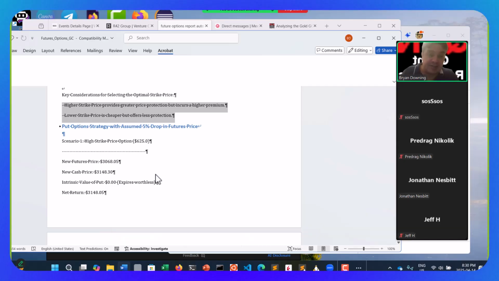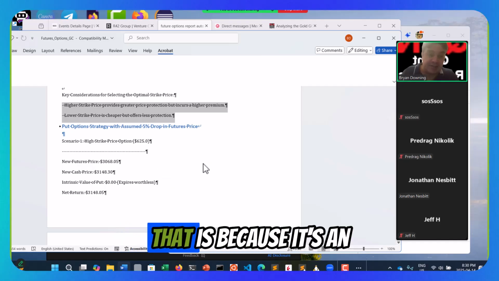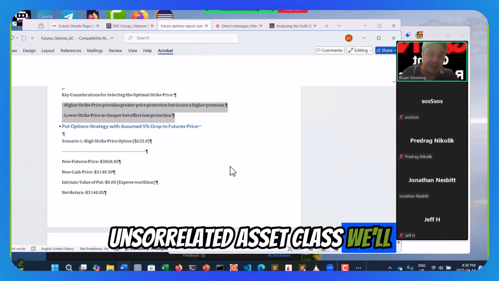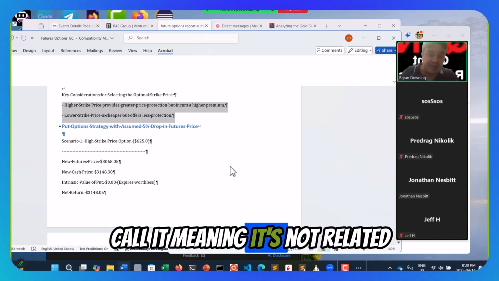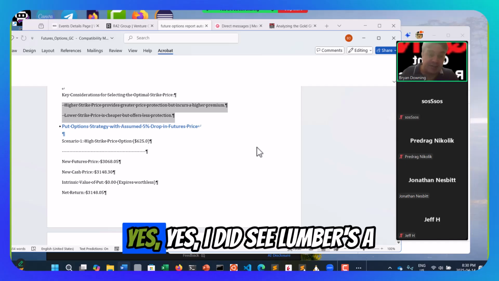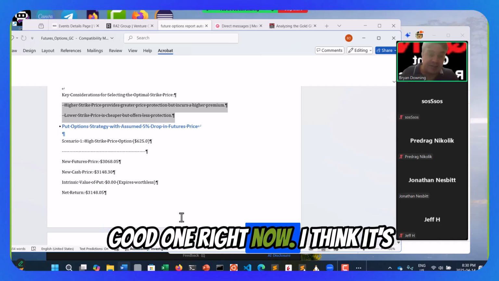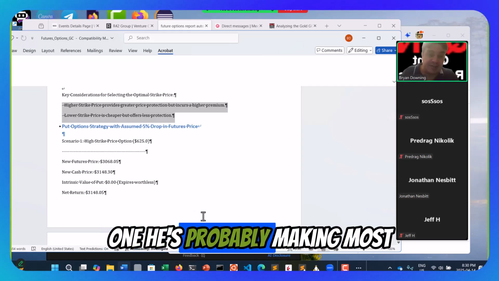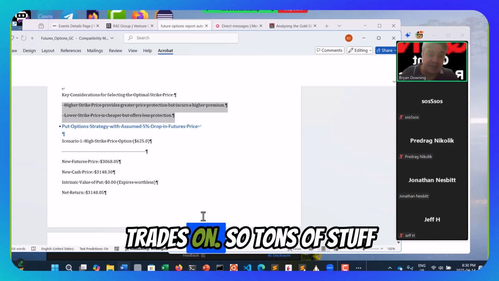Yeah, they have some nice, very trending patterns on those charts for some of the meats, like cattle. But there's a reason why he only trades cattle, I think: because it's an uncorrelated asset class, we'll call it, meaning it's not related. And very trending, with nice smooth trends. I also did see lumber's a good one right now. I think it's live cattle that he's probably making most trades on.